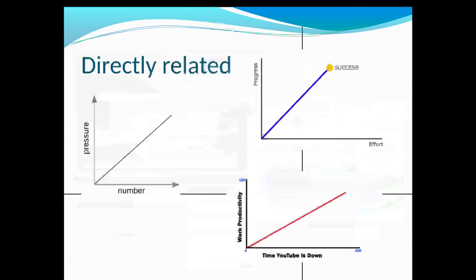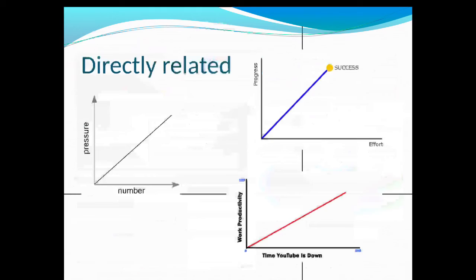All right, this word, directly related or direct relationship, is just a mathematical term. It's just comparing the link between two things. And so if we look at the one on the left, notice as the number of, let's say it's molecules, increase, the pressure also increases, right? The more gas molecules you have, the more pressure that's going to be in there, right?